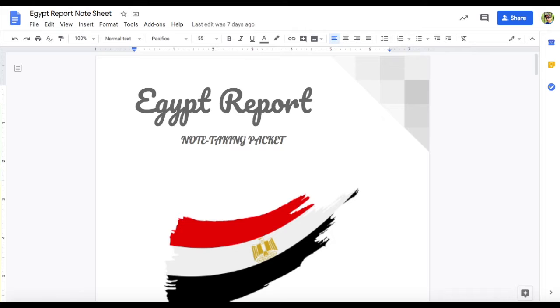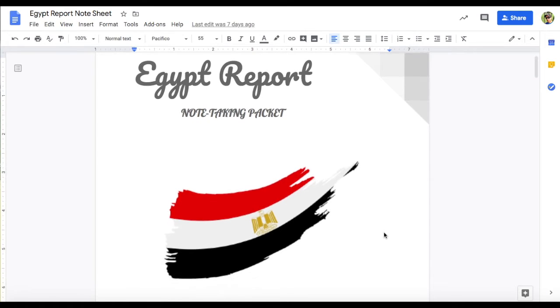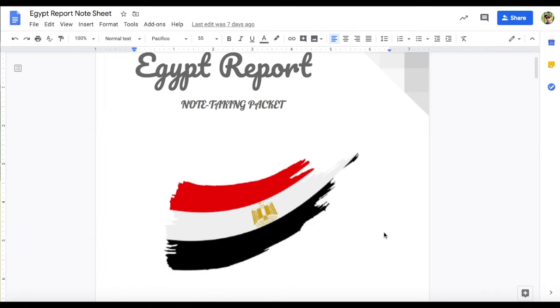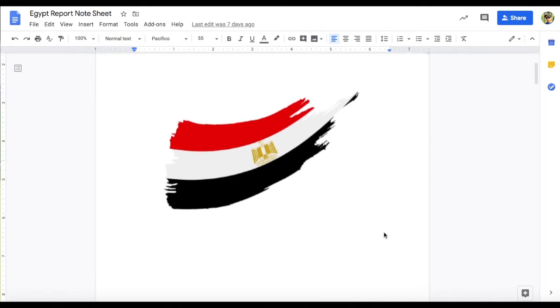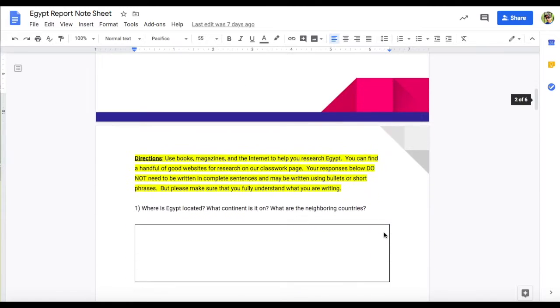All right there, historians, researchers, whatever you'd like to call yourself right now, this is what the note-taking packet for the Egypt report looks like. Again, your focus today and for the next few weeks will be to research and report about the current culture in Egypt, not back when ancient Egypt, the ancient Egyptian culture. So we'll take a quick look here.